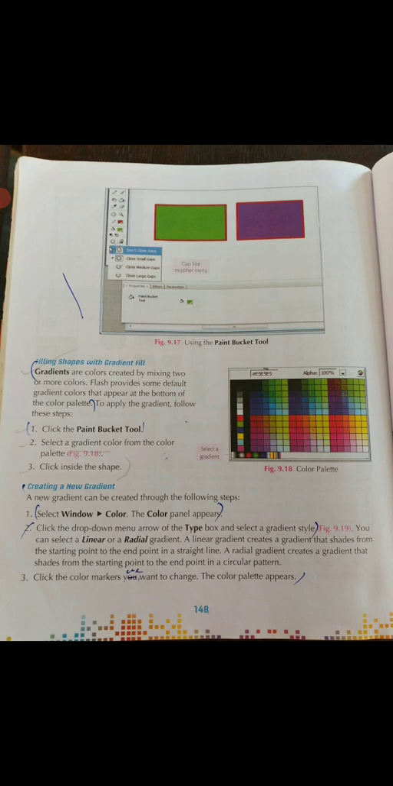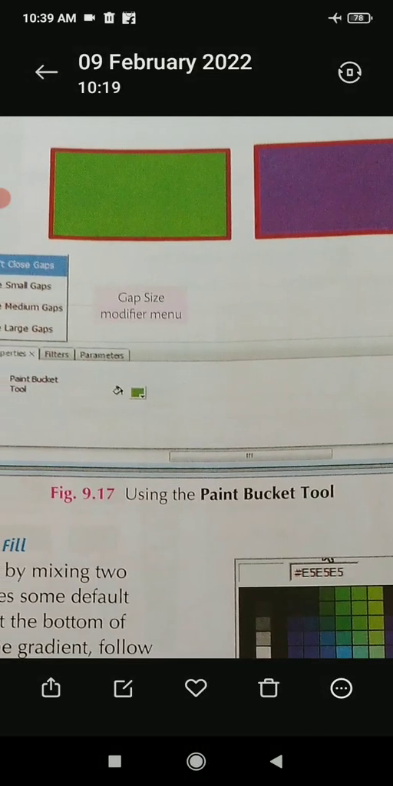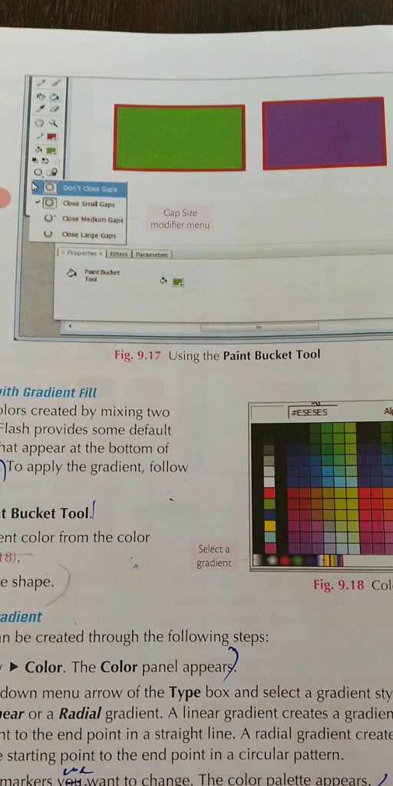Turn to your page number 148. In there you see figure 9.17. Everyone has seen the figure 9.17? See here there are 2 rectangles. And in between the 2 rectangles there is a gap. Yes or no? There is a gap. And I think everyone has seen the colors here. One is your green, another is your purple. That is here colors are filled. One green color is filled and another purple is filled.